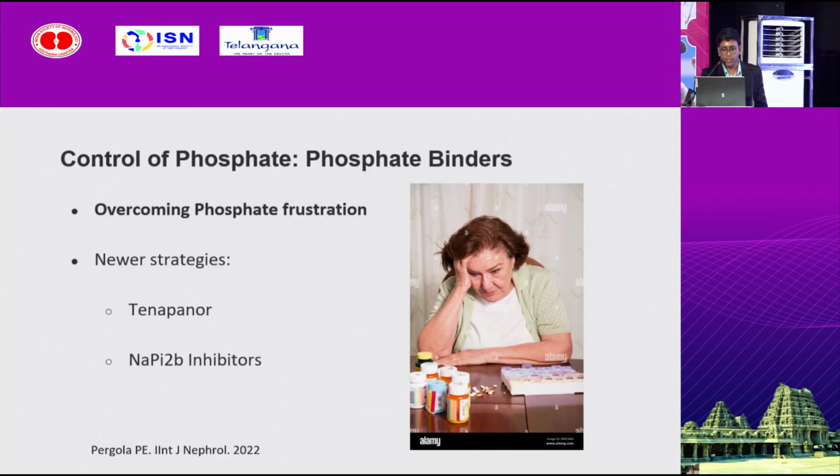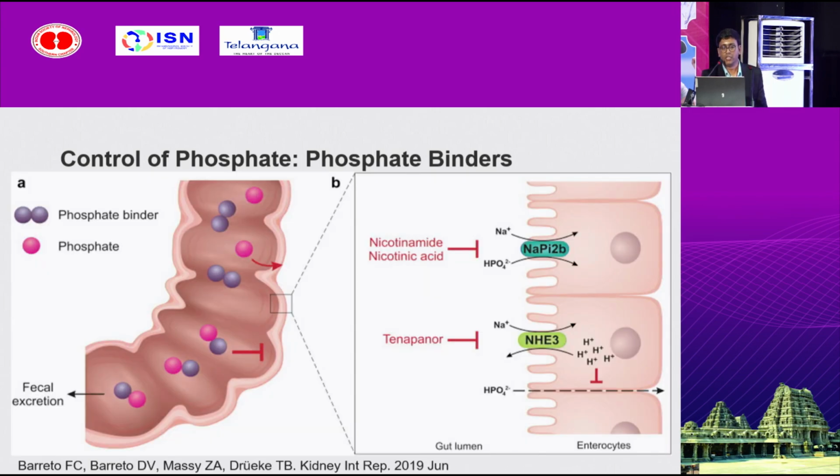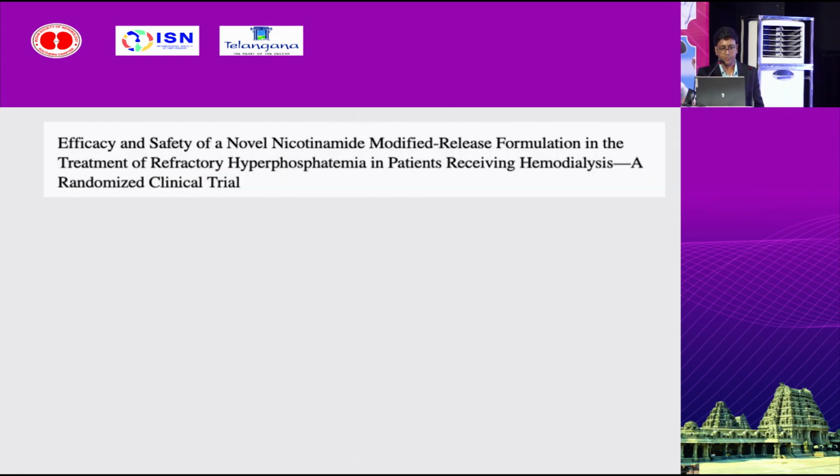Do we have any other newer strategies? These were the 2 drugs which were tried, tenapanor and sodium phosphate cotransporter inhibitors. Nicotinamide, basically it inhibits the expression of sodium phosphate cotransporter 2B. Because of this decreased expression, it leads to decreased absorption of the phosphorus. And tenapanor, basically it inhibits sodium hydrogen ion exchanger. Because of this inhibition, the protons get accumulated, which leads to conformational change in the paracellular pathways, which leads to decrease in absorption of the phosphorus.